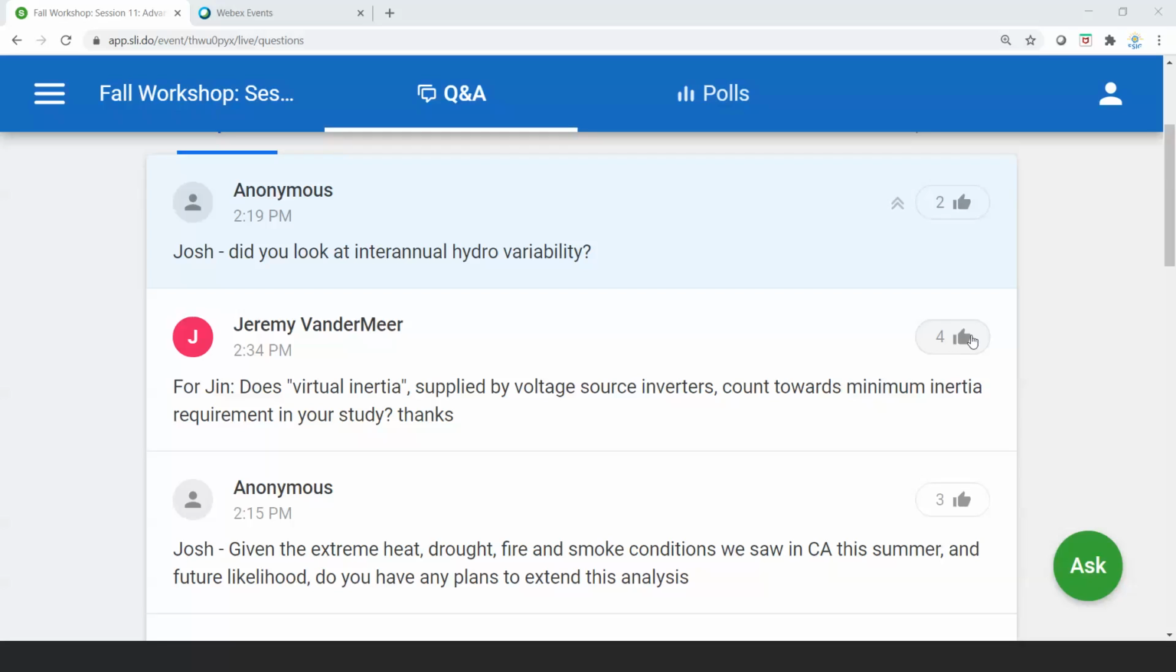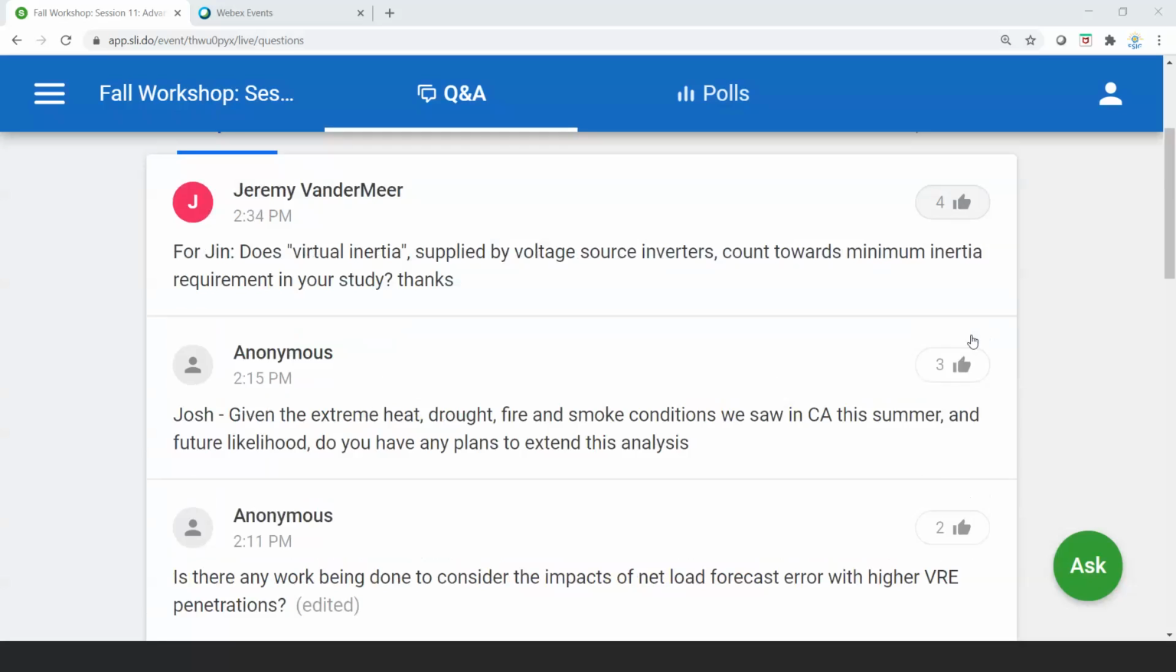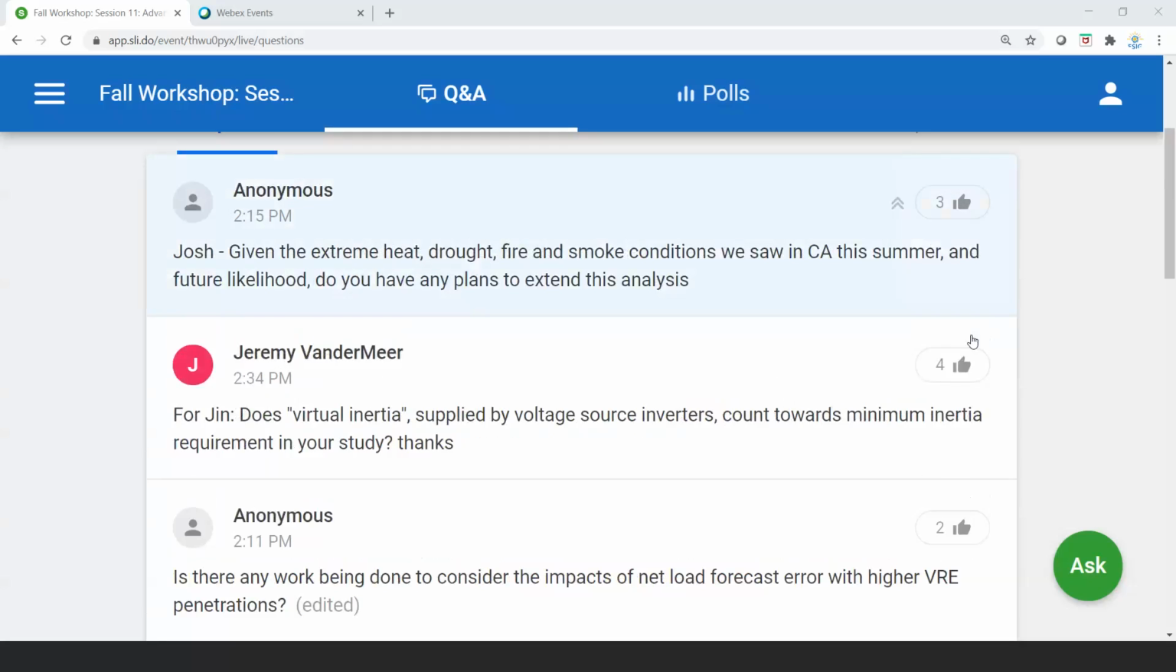Josh, the one on extreme heat and drought, you already mentioned that you haven't specifically looked at that, but do you have plans to extend the analysis, or do you have any thoughts on how that might impact this type of analysis? Yeah, definitely. We do plan to extend the analysis, and wildfire in tandem with an extreme heat event is one of the key events that we know we didn't get to.